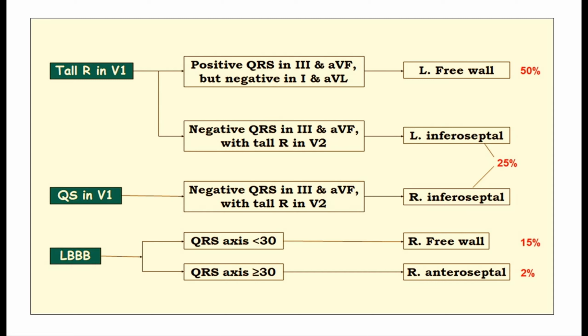Step 2, QS pattern in V1 indicates a right-sided bypass tract. If the QRS complex is negative in lead 3 and AVF, this is a right inferoseptal bypass tract. Left bundle branch block pattern with QRS axis from 30 to -60 degrees indicates a right free wall bypass tract. QRS axis from 30 to 120 degrees indicates a right anteroseptal bypass tract.